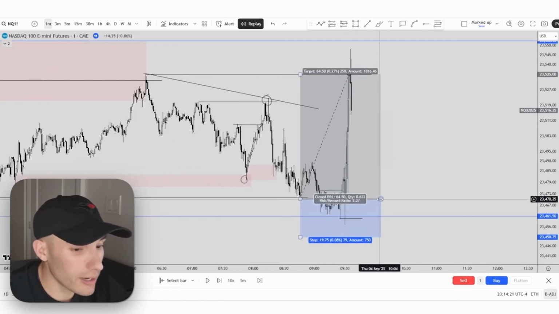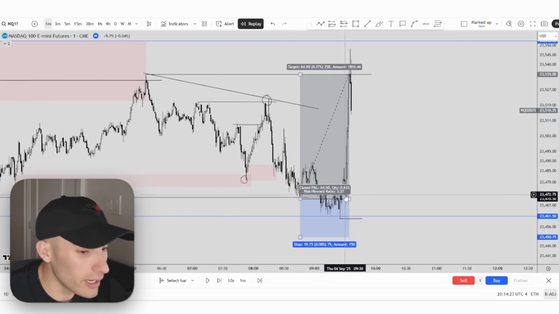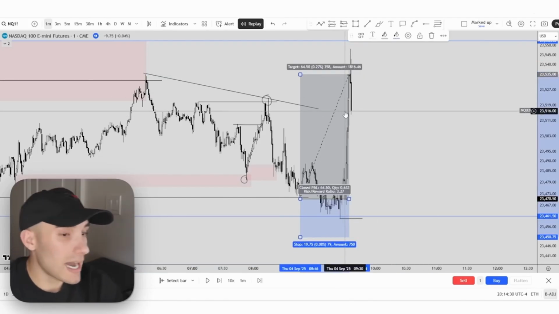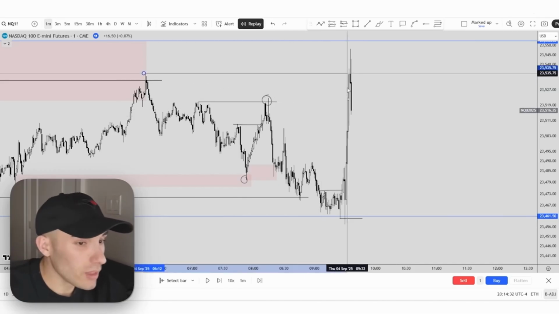Okay, now if I play this out, it actually played out relatively quick, but there you go, full target met, just over a 1 to 3. And as soon as stock open was announced, look at this, 4 1-minute candles straight to target. Okay, now I actually took this trade myself live.